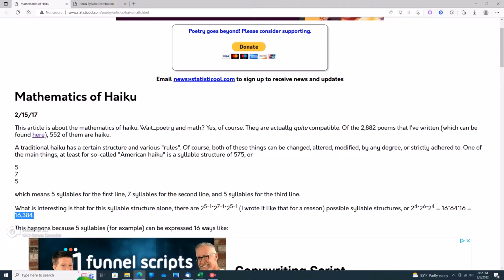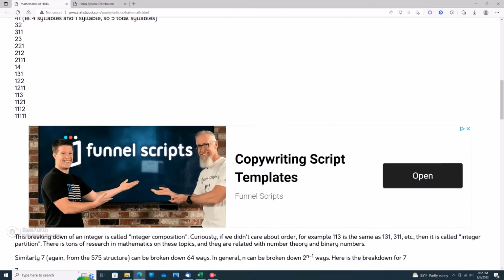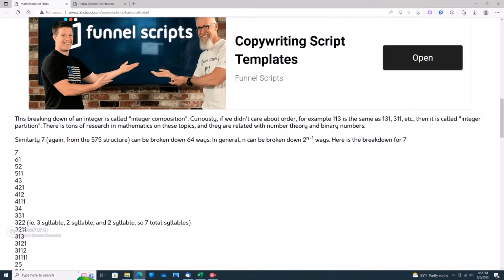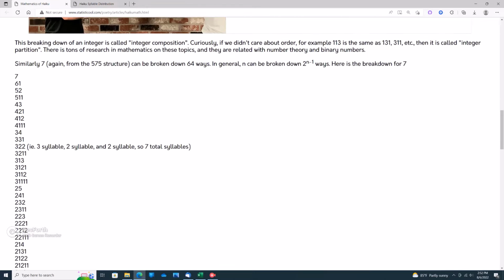So you can see that each time you add a syllable to it, it increases the number of possible syllable structures by a factor of 2. For example, for the 5 syllable line, we had 16. If you were going to do it with 6 syllables, you'd get 32 possible decompositions of the number 6. And for 7, you get 64. So it went from 16 to 32 to 64, and so on. Okay. So I wouldn't even want to try. 7 was bad enough. I would not want to try to list it out for 8. That would be pretty difficult.